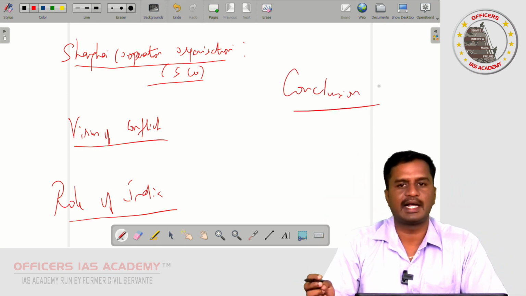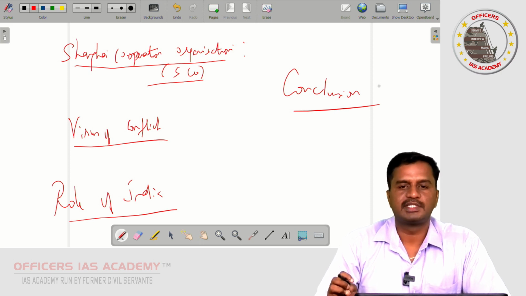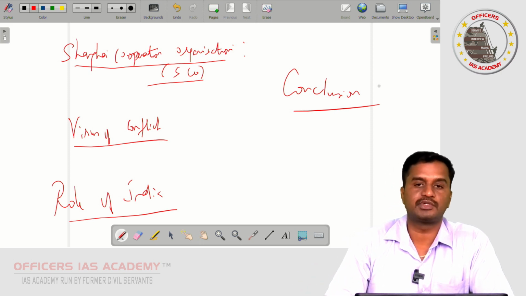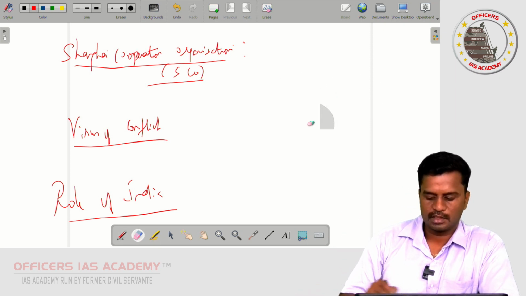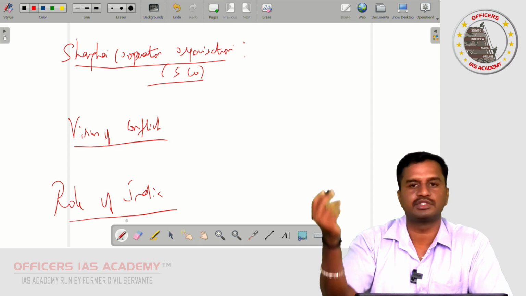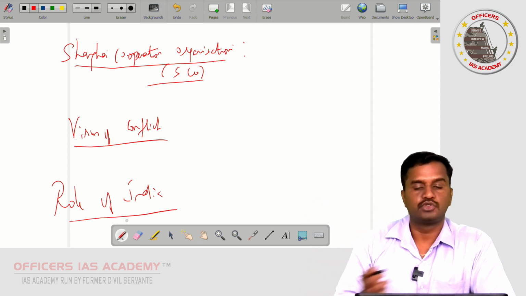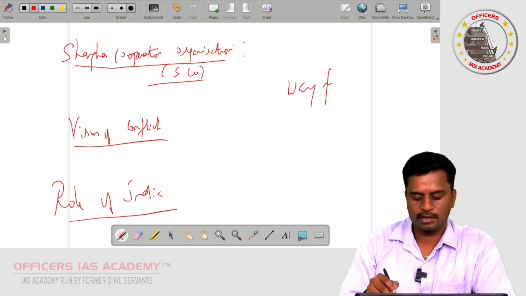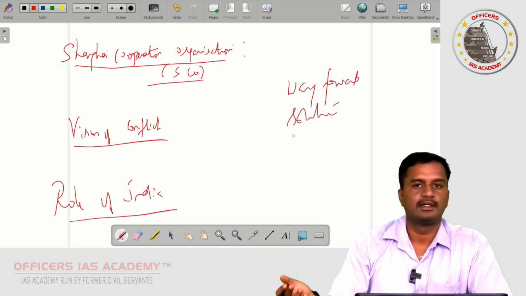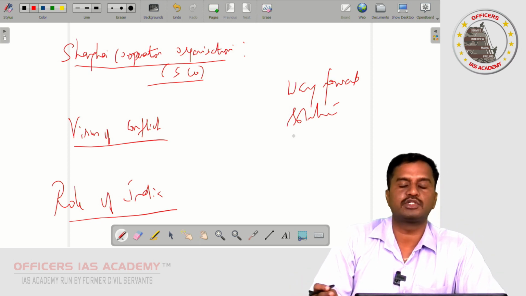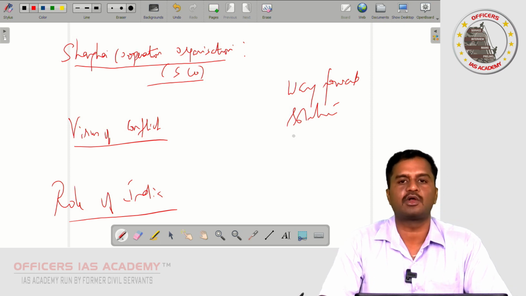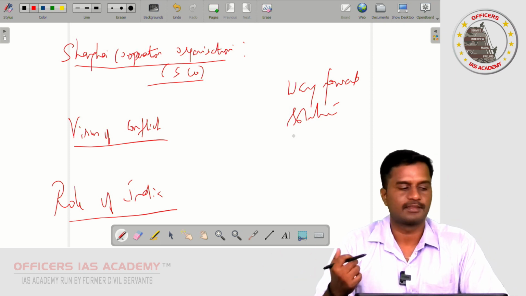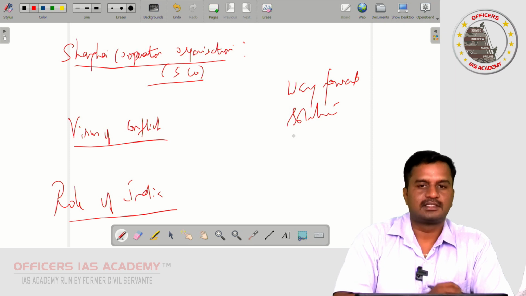Now I have structured the answer. For a 10 mark question, give a shorter conclusion. For a 15 marks question, give a longer conclusion. Now I need not write the word conclusion as such. The last paragraph implies that it's a conclusion. Conclusion should be in the nature of way forward, solution. This is how you have to write the conclusion. Conclusion should not be a mere repetition of what you have already written in the introduction or the body of the answer. Now let's write the content.